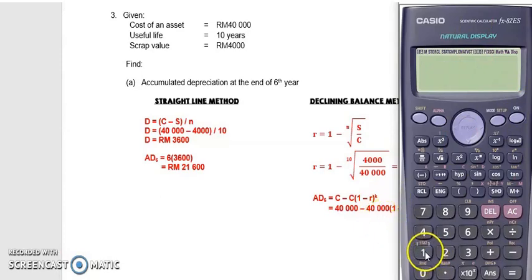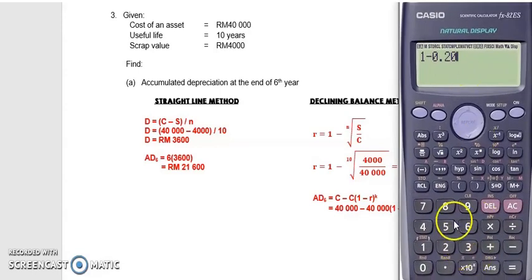If we calculate this, first calculate this part: 1 minus 0.2057, then to the power of 6, multiplied by the cost, which is 40,000. This is the book value for year 6. Then we subtract it from the original cost: 40,000 minus the previous answer from the calculator, which gives 29,954.6. Rounded off, you get 29,954.60.